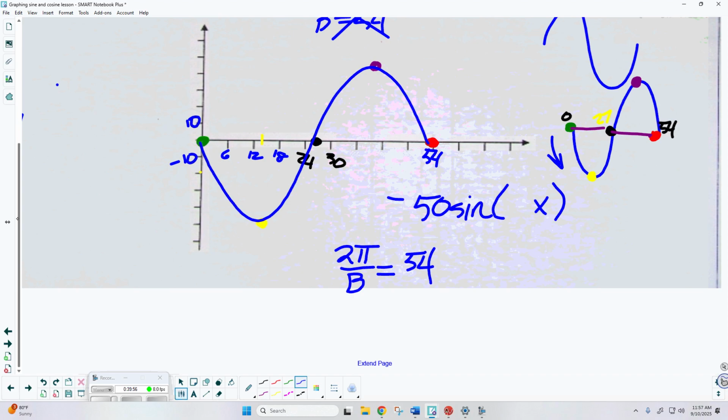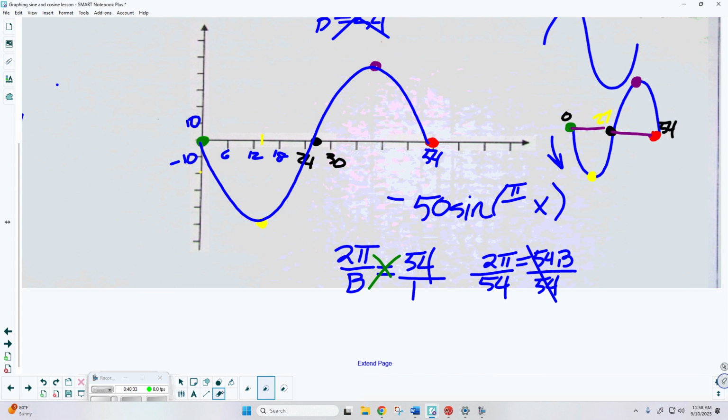Okay. So I'll just go ahead and put this over 1. How do we solve a proportion? We cross multiply. Okay, so this is going to give me 2 pi is equal to 54b. What do I do now? Divide by 54. Okay. So 2 pi over 54, but what's 2 54ths? 1 over 27. That's a 2 right there. Oh my goodness, this smartboard.